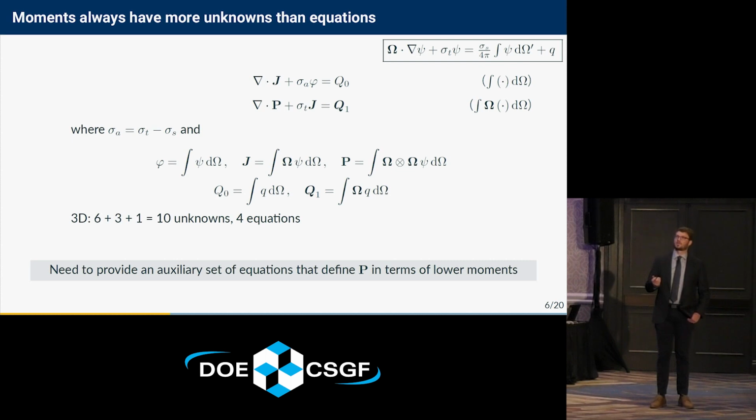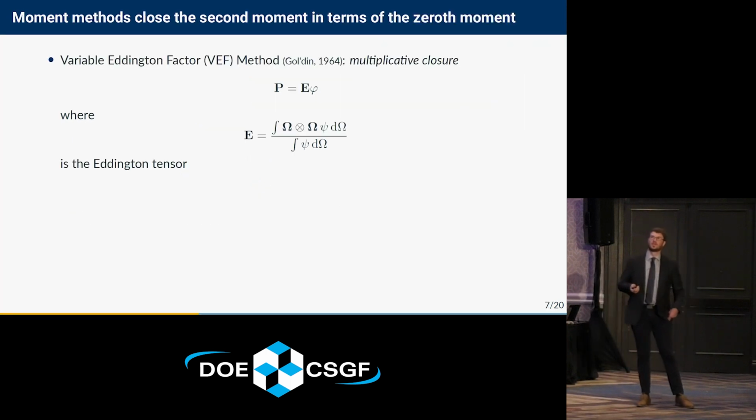only have a scalar and a vector equation. So we need to provide an auxiliary set of equations that define the second moment in terms of the lower moments. And so I'll present two methods. The first uses a multiplicative closure. So we say that the second moment is equal to this Eddington tensor times the 0th moment.